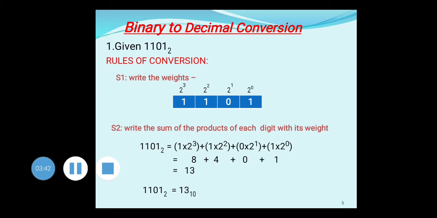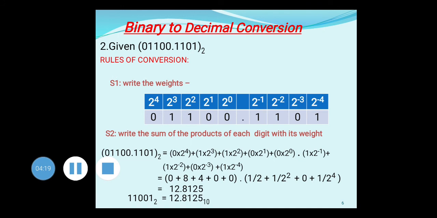If you understand, the given binary number has only an integer part. There is no fractional part, that is, no binary point. After the binary point there is no number, so it is perfectly an integer. If the integer part is there, then you have to write the weights as shown here. But if the binary number consists of an integer and a fractional part, we are going to see what the rules are in the next slide.